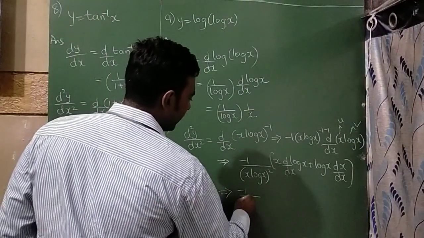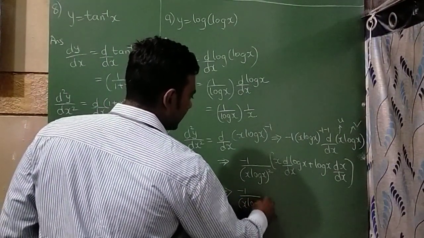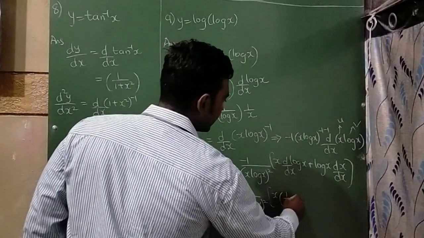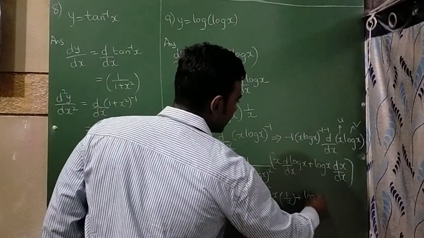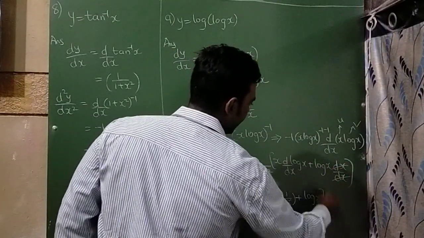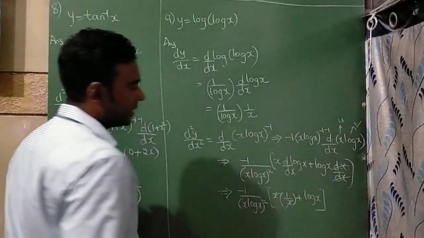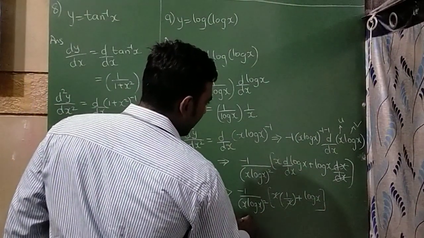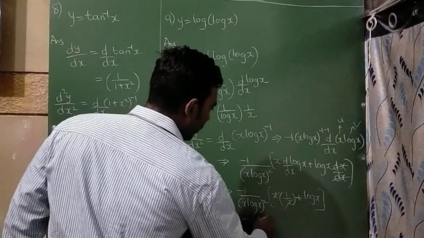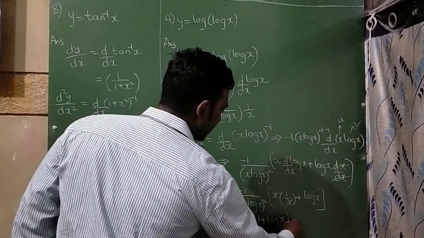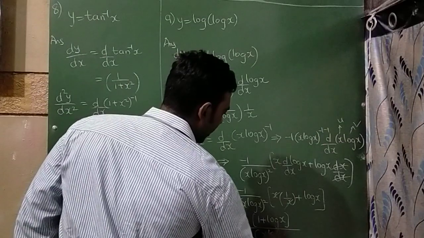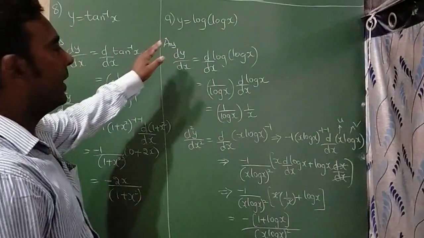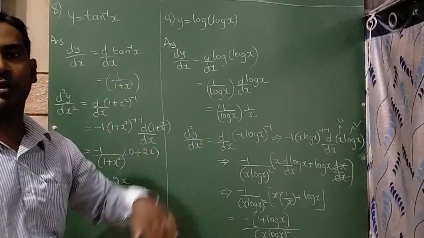Okay, minus 1 by x log x whole square, x d by dx of log x is 1 by x plus log x. This x and this x get cancelled. So if I cancel this x and this x, I will remain with minus 1 plus log x whole divided by x log x whole square. Okay, this completes your ninth question. So let us move on to the next question.